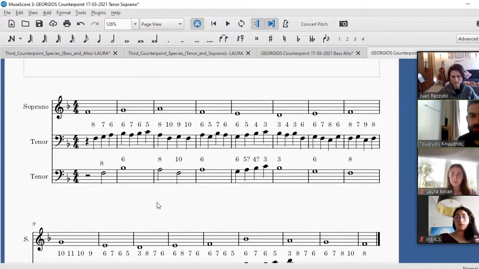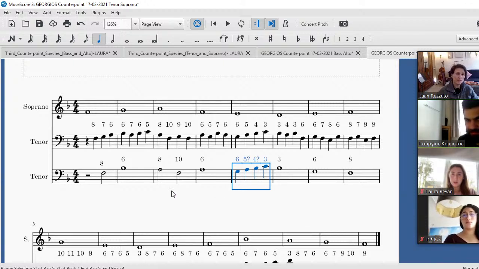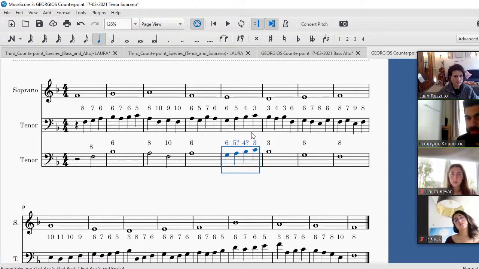Passing notes, I wasn't sure. That's why I put a question mark on all of them. Well, if you remember the example that we saw in the counterpoint, everything that is scalic cannot be reduced. It stays, as I left it, but I wasn't sure. No, it's fine. Very good.